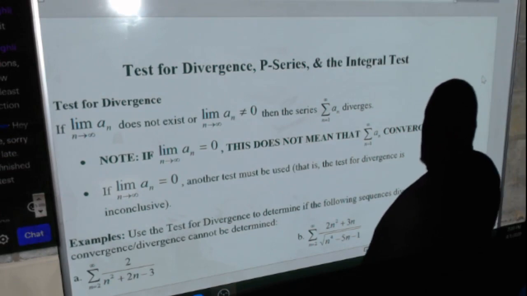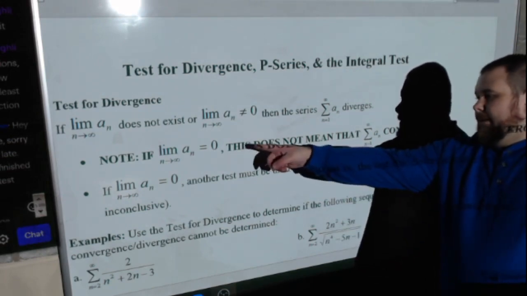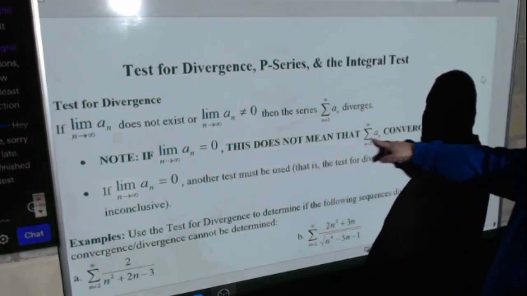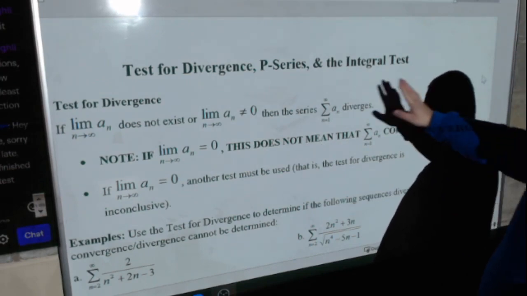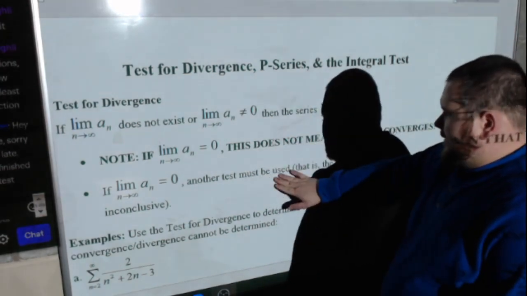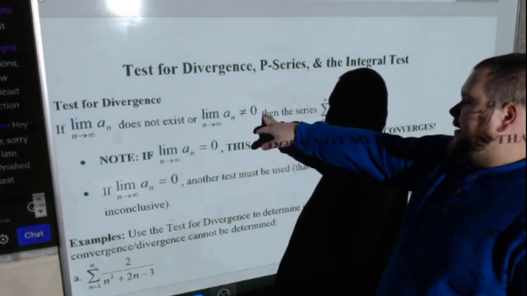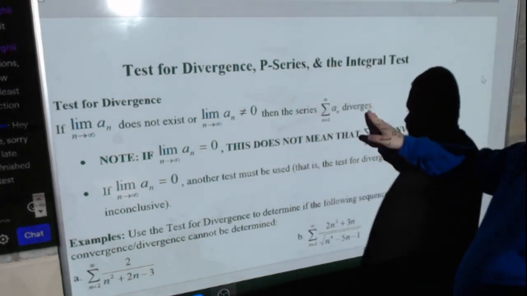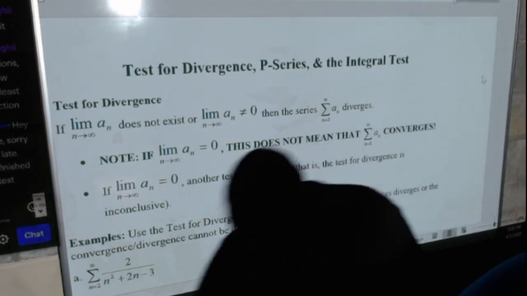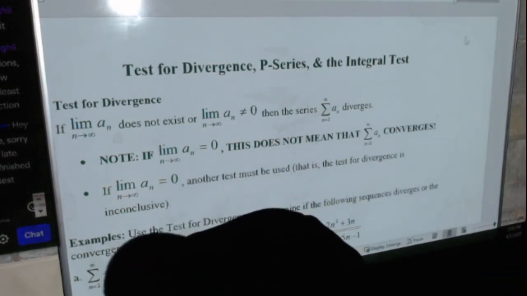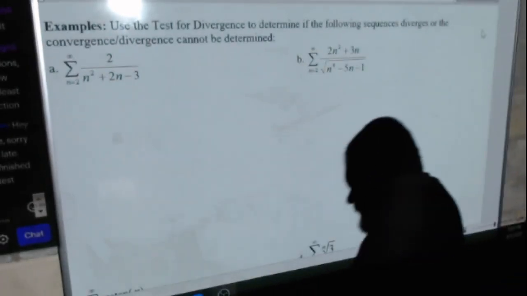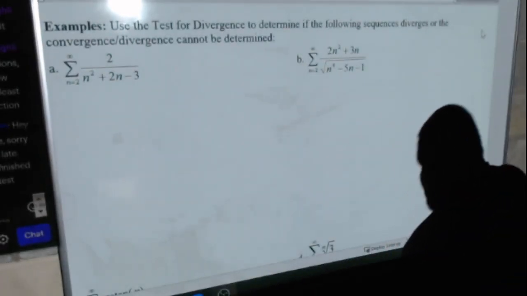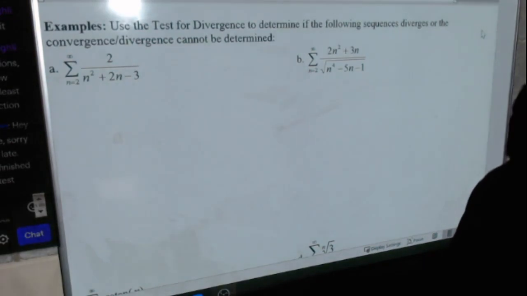And in big bold here, notice it says, if it equals 0, this does not mean convergent. So, if we get 0, it's inconclusive. We get anything else, it diverges. So let's go ahead and take a look at a few of these. It's asking us to use the divergence test to determine if these diverge or converge.